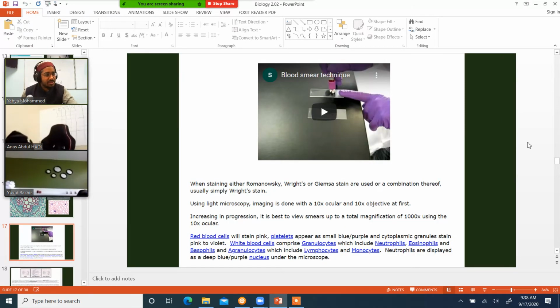So this is basically the same thing. This is just showing you. There are videos that show what kind of staining they use. So you put on different dyes, wash it off, put on other dyes, wash it off, and that helps you see certain cells better, right?